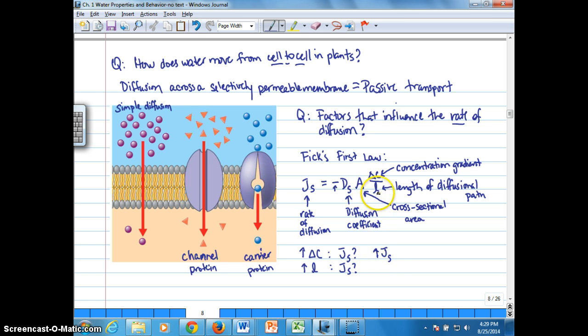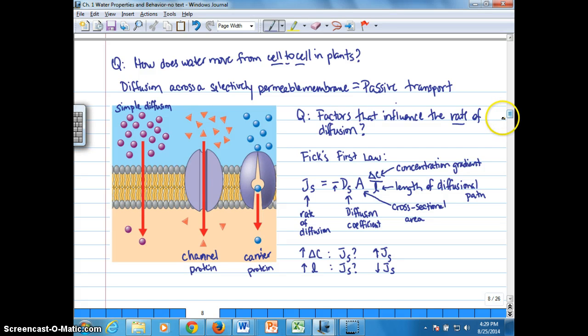The larger the length of the diffusional path, because that length is in the denominator of this relationship, the opposite effect on the rate of diffusion. So the longer the length of the diffusional path, the slower the rate of diffusion. And as we mentioned, the negative sign here creates a negative relationship between this whole equation and the rate of diffusion.